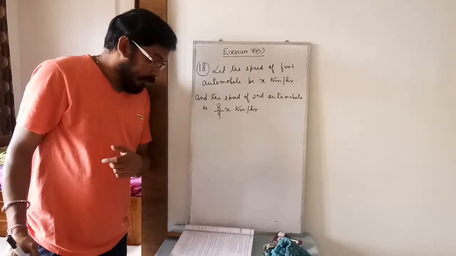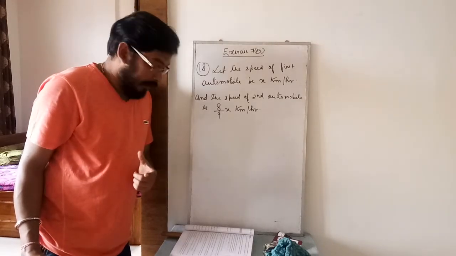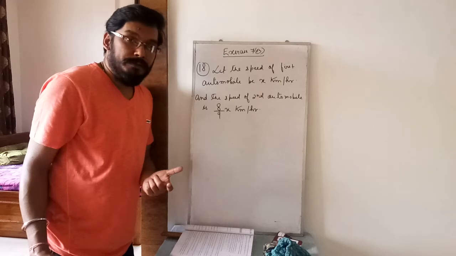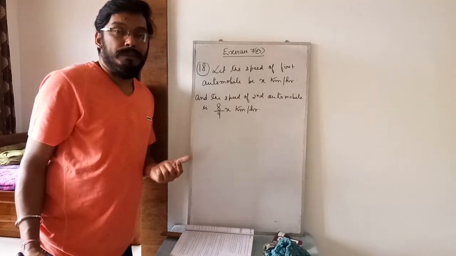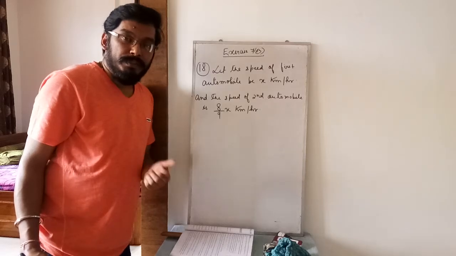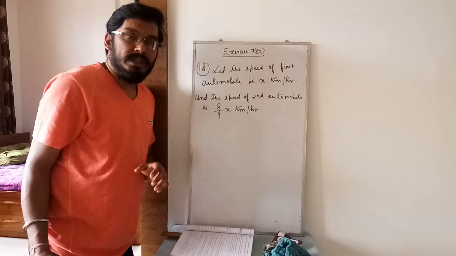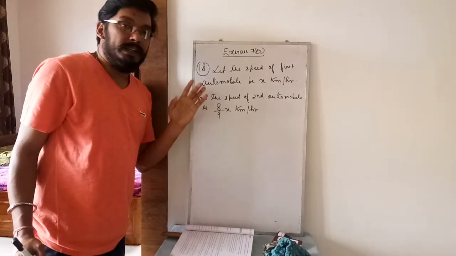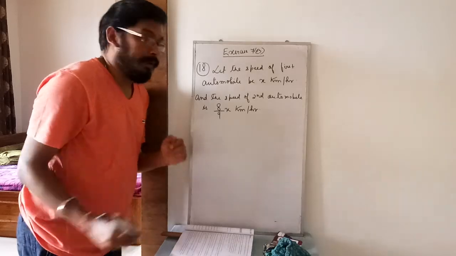Here they have mentioned the two automobiles met in 7 hours and the distance is 595. Since they met in 7 hours, it means they traveled for 7 hours. So let me find out the distance traveled by the first automobile in 7 hours and the distance traveled by the second automobile in 7 hours.